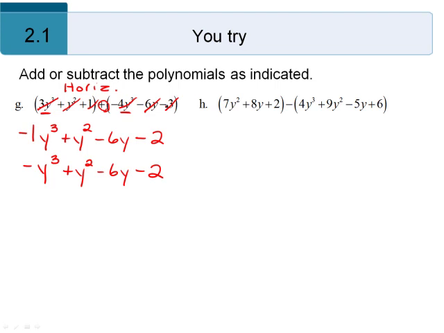Okay? So most teachers would not mark you wrong if you put the negative 1 there, but in WebAssign I know they do like to not have the 1 written, so just be careful about that coefficient.